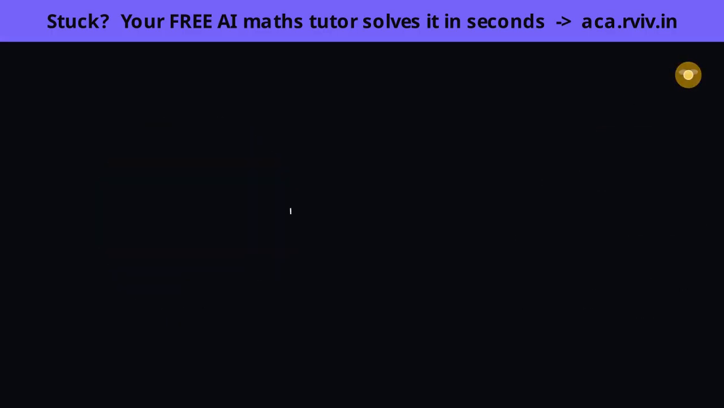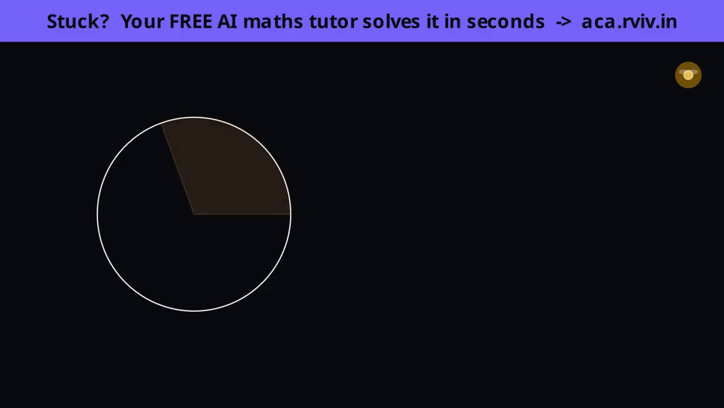The last shape in this chapter is the segment, and students mix it up with the sector constantly. So let's see exactly how they differ. We start the same way, with this sector, the pie slice bounded by two radii and the arc between them. Keep your eye on it, because a segment is what you get when you slice one particular piece away from this. Look inside the sector and you'll spot a triangle hiding there.